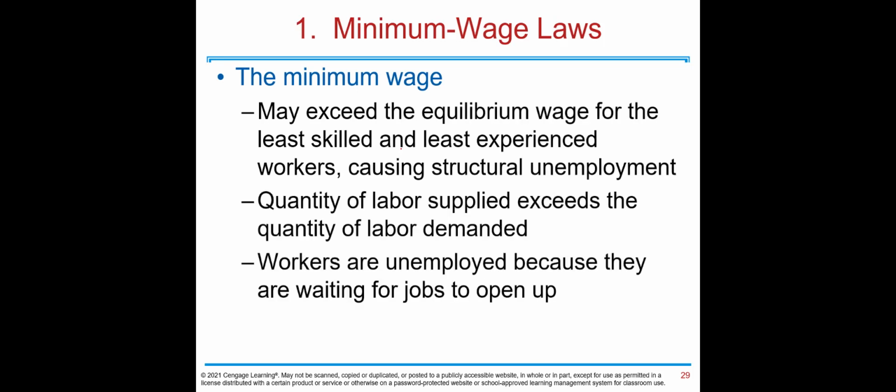The first one is the minimum wage. Minimum wage may exceed the equilibrium wage for the least skilled and least experienced workers, causing structural unemployment. Quantity of labor supplied exceeds the quantity of labor demanded if the minimum wage is above the equilibrium wage, and workers are unemployed because they are waiting for jobs to open up.